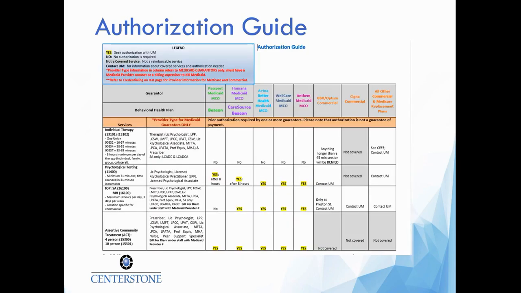This is the first page of the auth guide. You will see to the left side the services and service codes, the provider types, and whether they need an authorization for services. On the last page of the document, it shows what staff credentials are needed to bill commercial insurance. Please make sure to pull this document up and become familiar with it. This is especially necessary for providers.